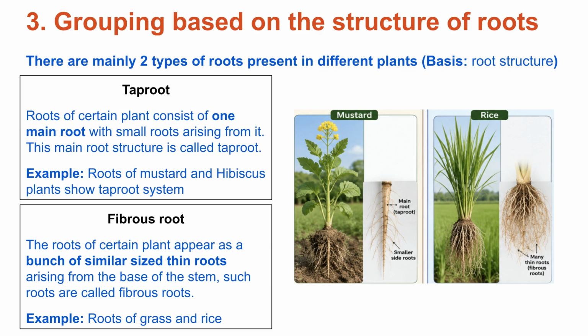How is it different from taproot? There is no main root, but a bunch of similar sized thin roots. They grow from the base of the stem. This seems like fiber or threads coming into the soil. Hence, this is called fibrous roots. Such roots are observed in the plants of grass, or you can see them in rice plants. So this figure clearly shows the structure of these two types of roots.